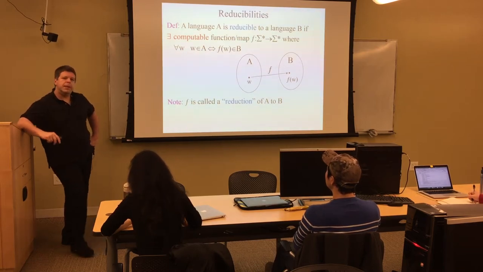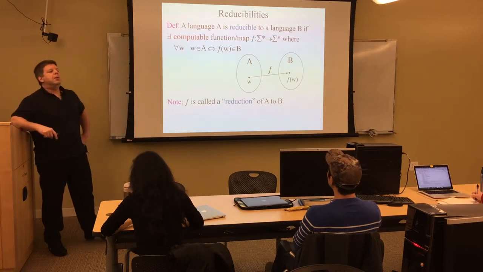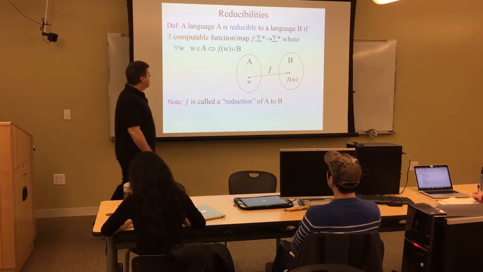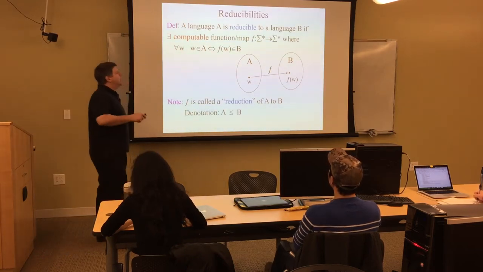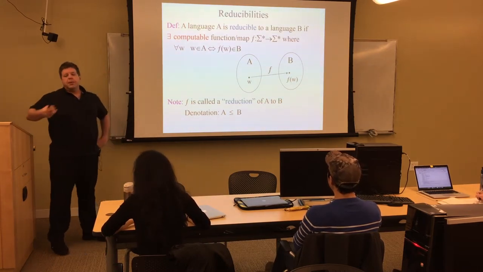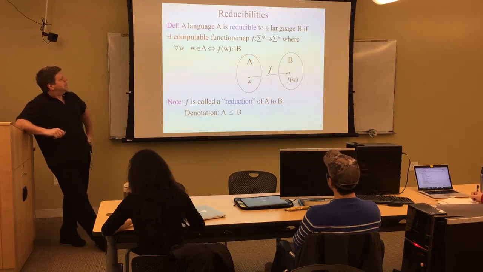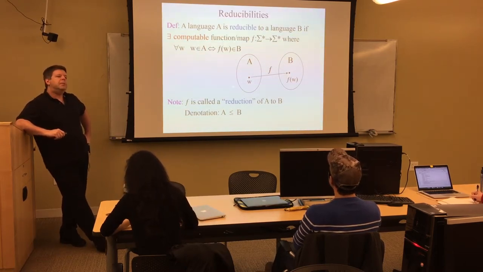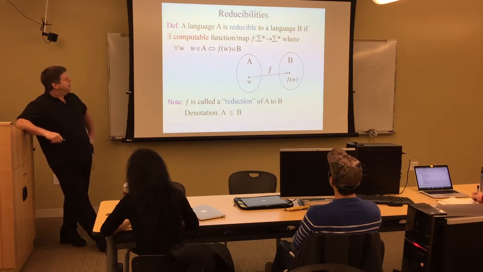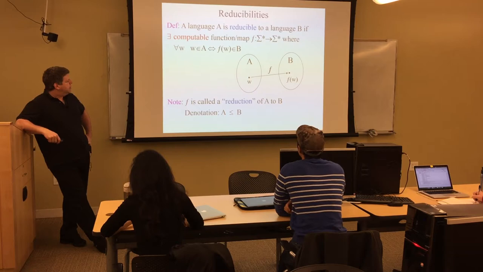Now, how fast you can compute F right now, we don't care. Later when we talk about NP-completeness, we'll compute F in polynomial time. We'll make sure F is an easy to compute function. So F is called a reduction of a language A to a language B. We already know what languages are. We've seen lots of examples of languages. Now we're mapping languages to languages by mapping the elements of one to the elements of another. You'll see soon why this is such a powerful concept.